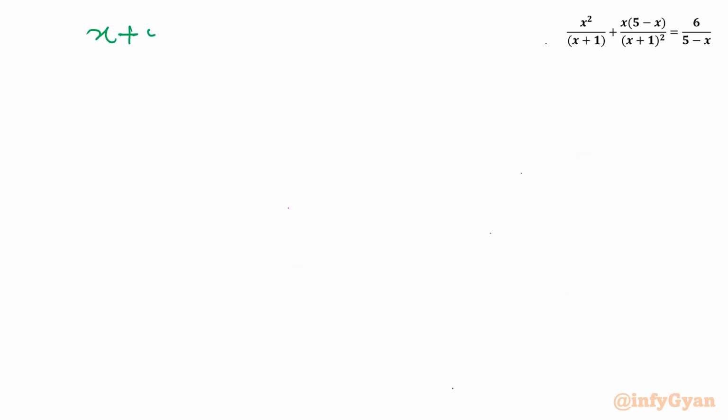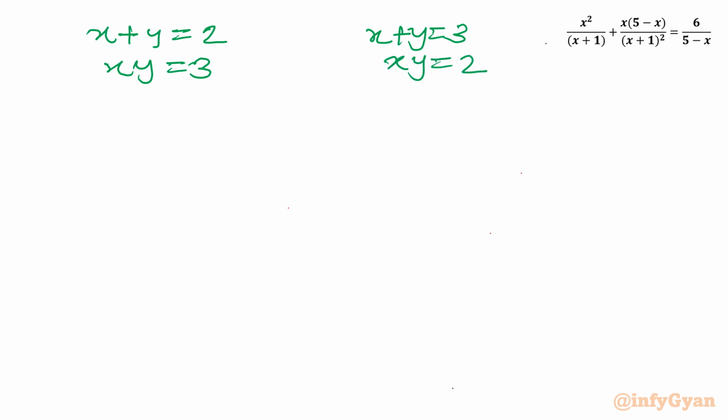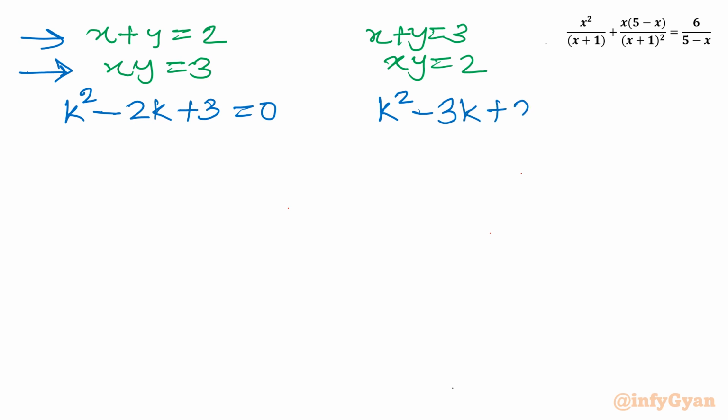I will write x plus y equal to 2, xy equal to 3. I will solve here. And x plus y equal to 3, xy equal to 2. Again the same logic I can apply. Sum of roots, product of roots. See, this is the sum of roots, product of roots. So let's frame a quadratic equation whose roots are x and y. Let me call the variable k. So k square minus sum of roots times k, so minus 2k plus product of roots equal to 0. This quadratic we will get. And here we will have k square minus 3k plus 2 equal to 0. Let's solve both the equations. So if you see, I will calculate the discriminant here in this case.